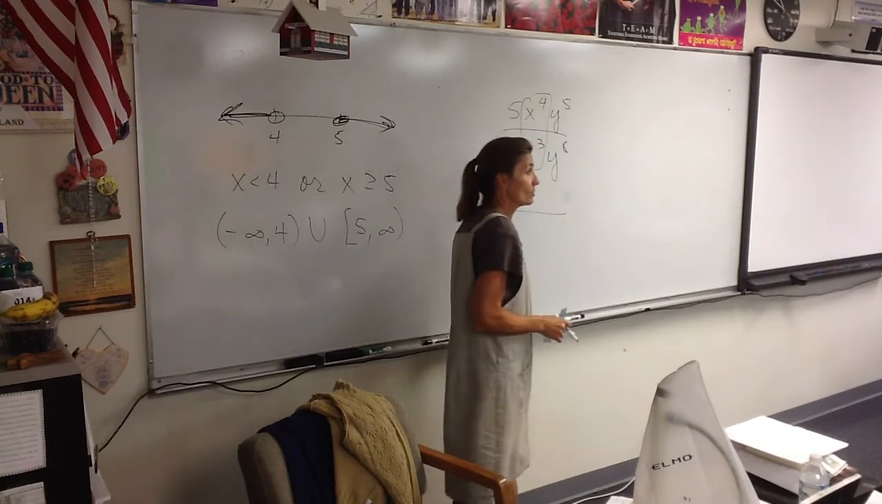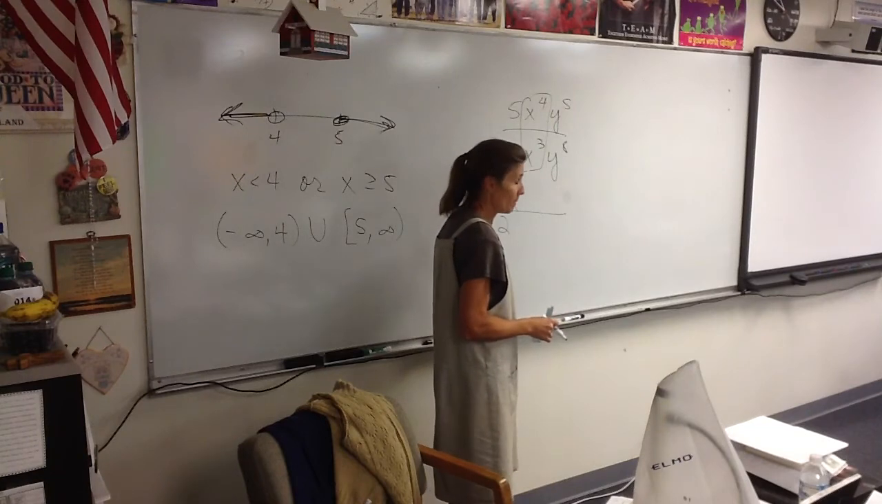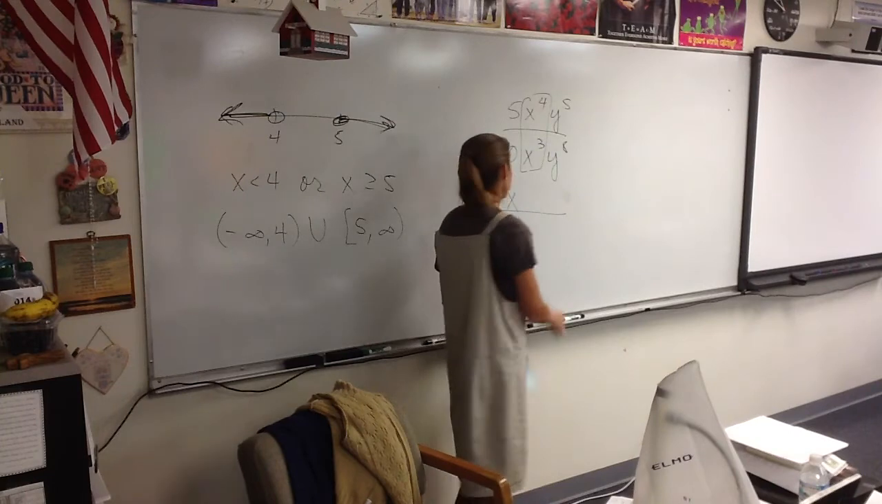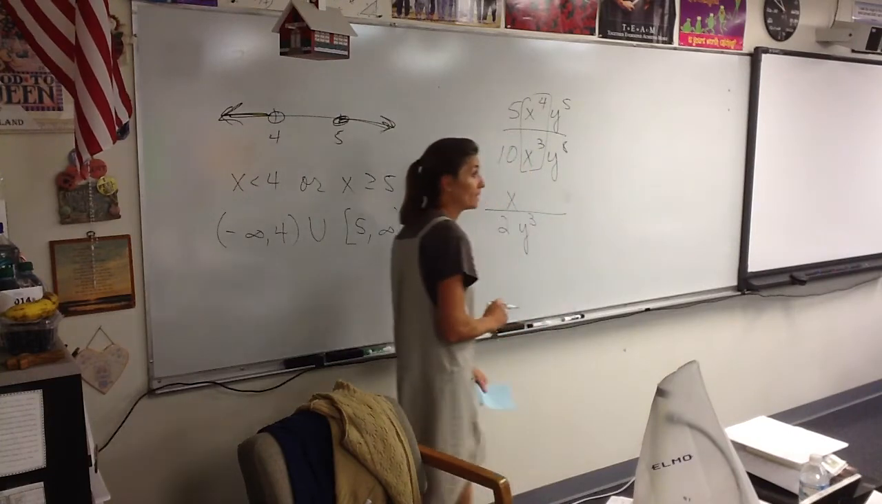Now look at the y's. Who has more? The bottom. How many more does the bottom have? 3. So I have a y cubed on the bottom, and we're done.